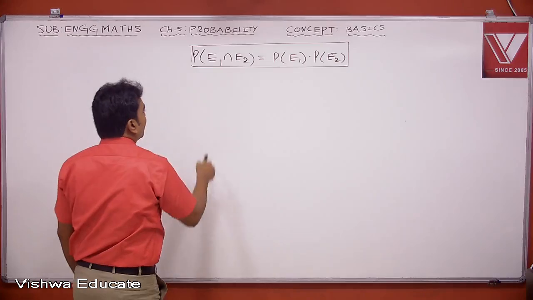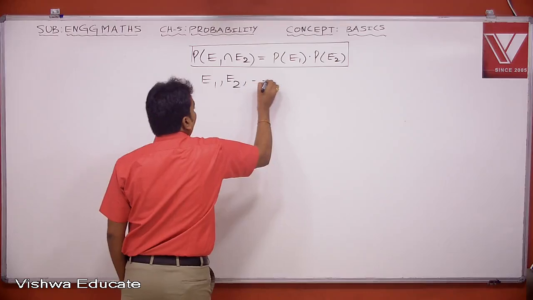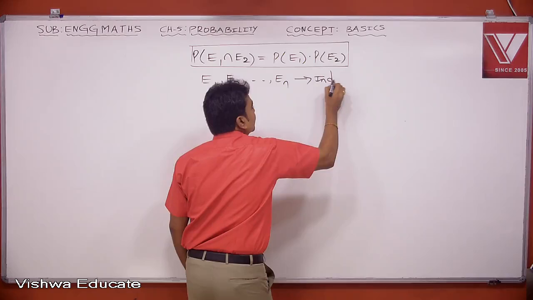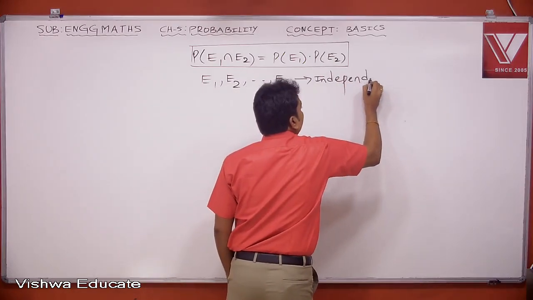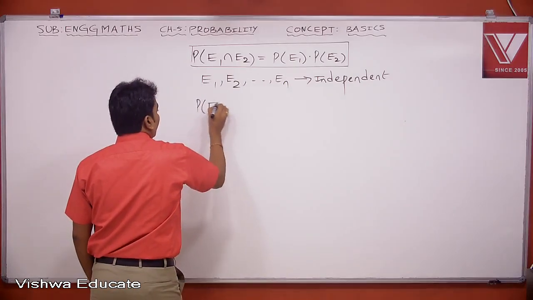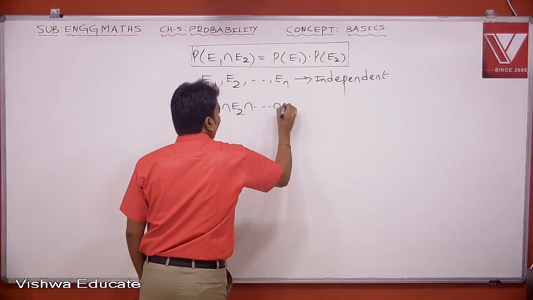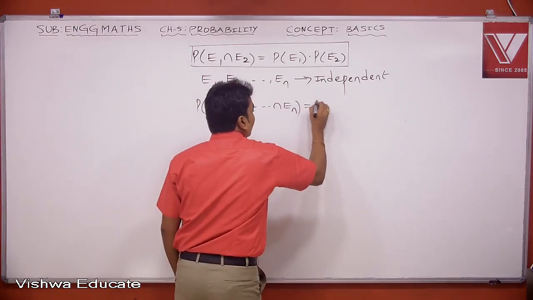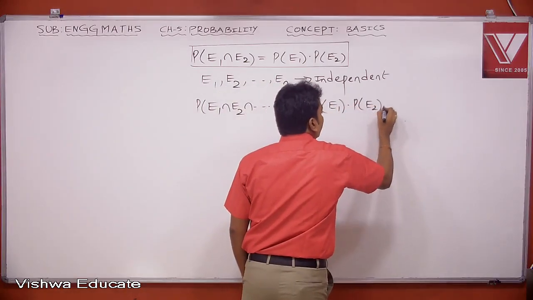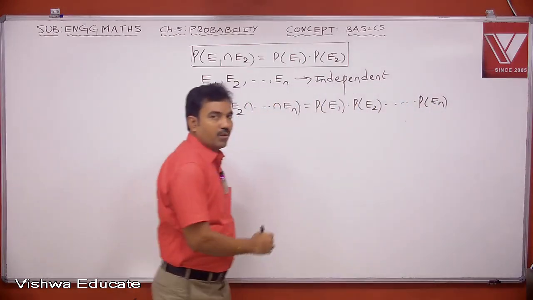Suppose I have n events, E1, E2, and so on, En. Assume that all the events are independent events. Then in that case, the result will be like this: P of E1 intersection E2 intersection and so on intersection En equal to P of E1 dot P of E2 dot and so on dot P of En. So this is one important point.